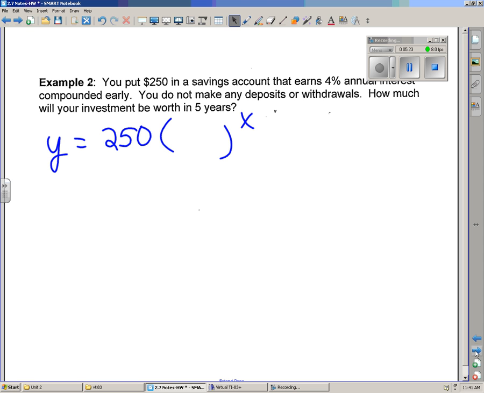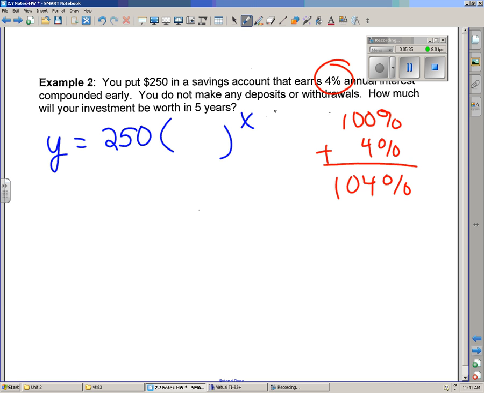Well, it's earning interest. That means you're getting that money. You're earning interest. So that means if I've got 100% of my money in the bank and I earn interest at 4% a year, that's my percent increase.